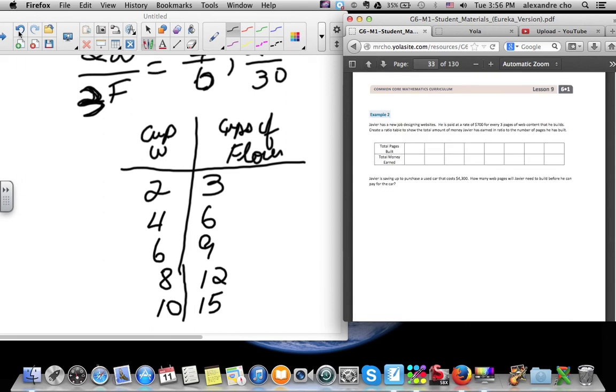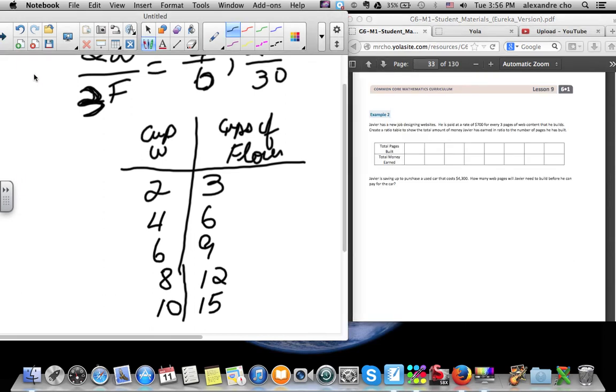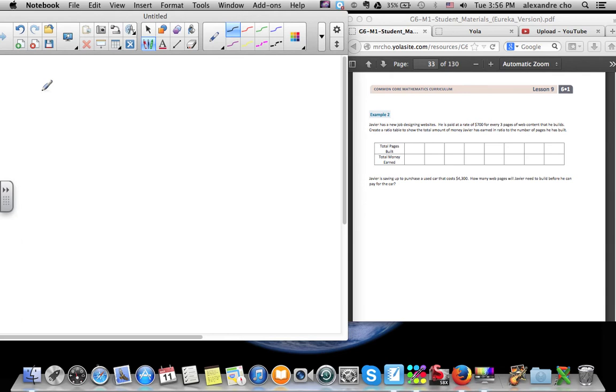And page 33. Okay, 33. No different. Ooh, the ratio is written sideways. Don't let that confuse you. Javier has a new job designing websites. He's paid at the rate of $700 for every 3 pages. Are you serious? $700? Huh. Create a ratio table that shows the amount of money Javier has earned in ratio to the number of pages he's built. My goodness. Alright, so let's do this sideways.